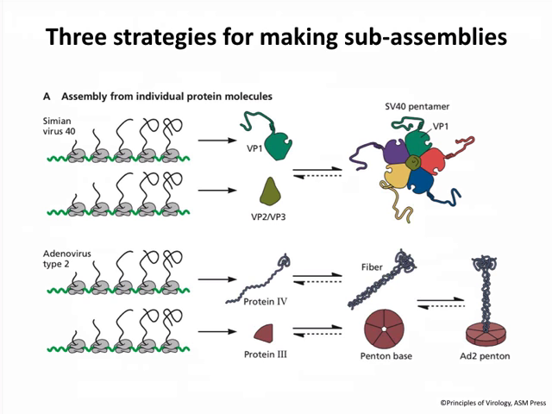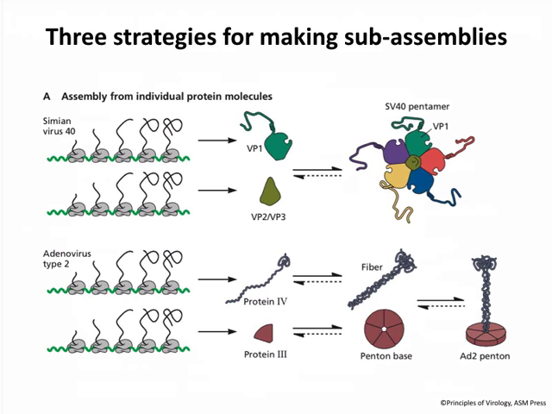Now, let's talk first about the assembly of a virus particle. A common theme in many viruses is that the final virus is made up of sub-assemblies. You make proteins, they assemble into something that is not the final virus particle, and those sub-assemblies then make the final virus particle. And I want to show you three different strategies for making these sub-assemblies. The first is very simple. You make individual protein molecules and they combine.